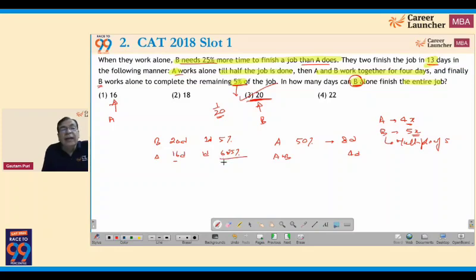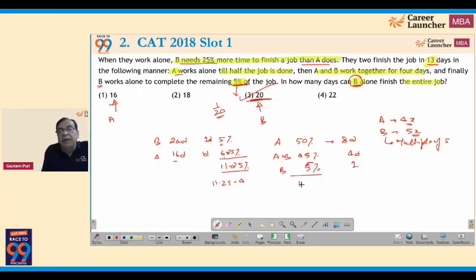A plus B in 1 day will do 11.25% of the work, because B does 5% work per day and A does 6.25% per day, so 11.25. So in 4 days they'll do 11.25 into 4, which is 44 plus 1, 45% of the work. And then B completes the remaining 5% of the job. To do the remaining 5% of the job, we will take 1 day.